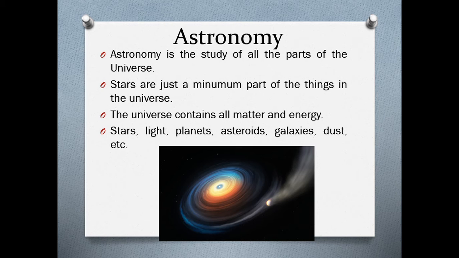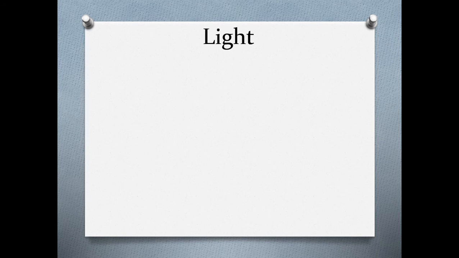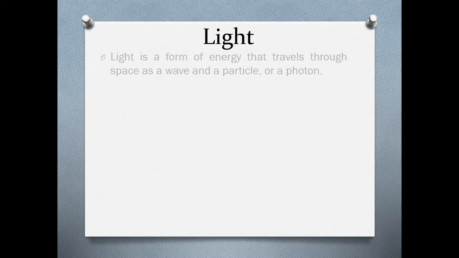Okay, and if we talk about galaxies, we can say that they are a huge composition of planets, asteroids, and stars that are rotating around an epicenter that is usually made by a black hole. Okay, so let's continue, and we're going to talk a little bit about light as well.